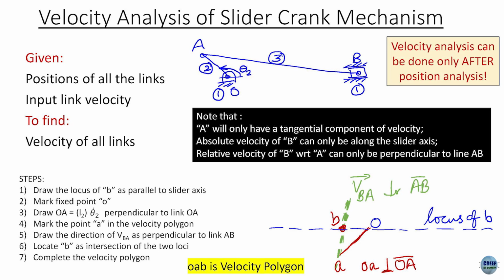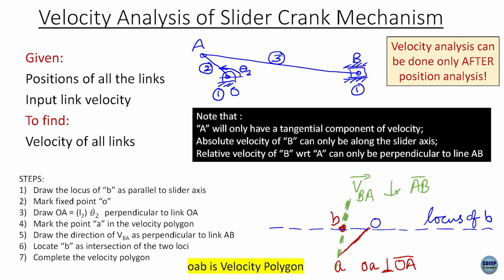Okay. Then when I find the point B, small b, in that velocity polygon, here in this case it turns out to be a triangle, because the number of points is less. In more complex cases it could be a polygon. So in the velocity polygon, B is eventually going to be on this line.